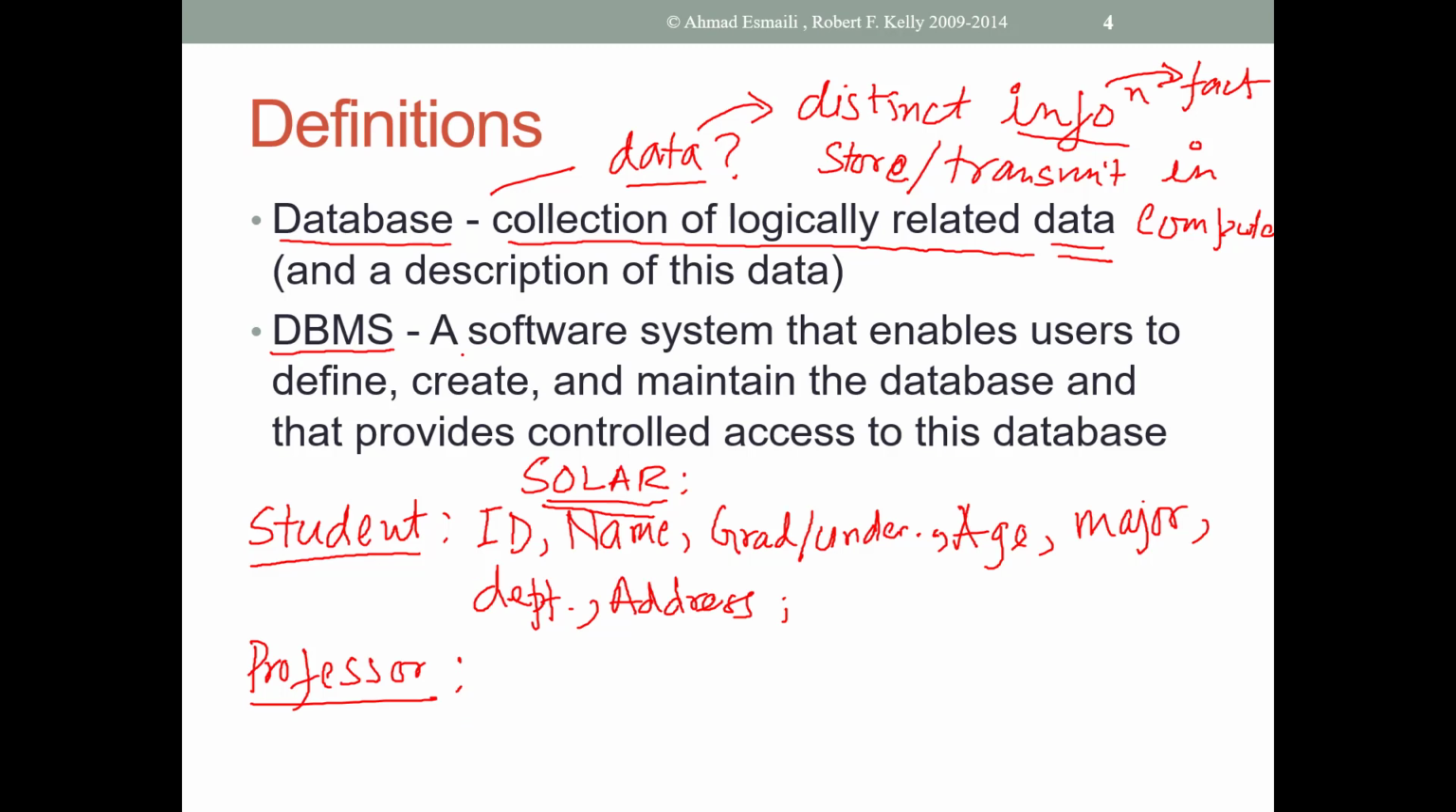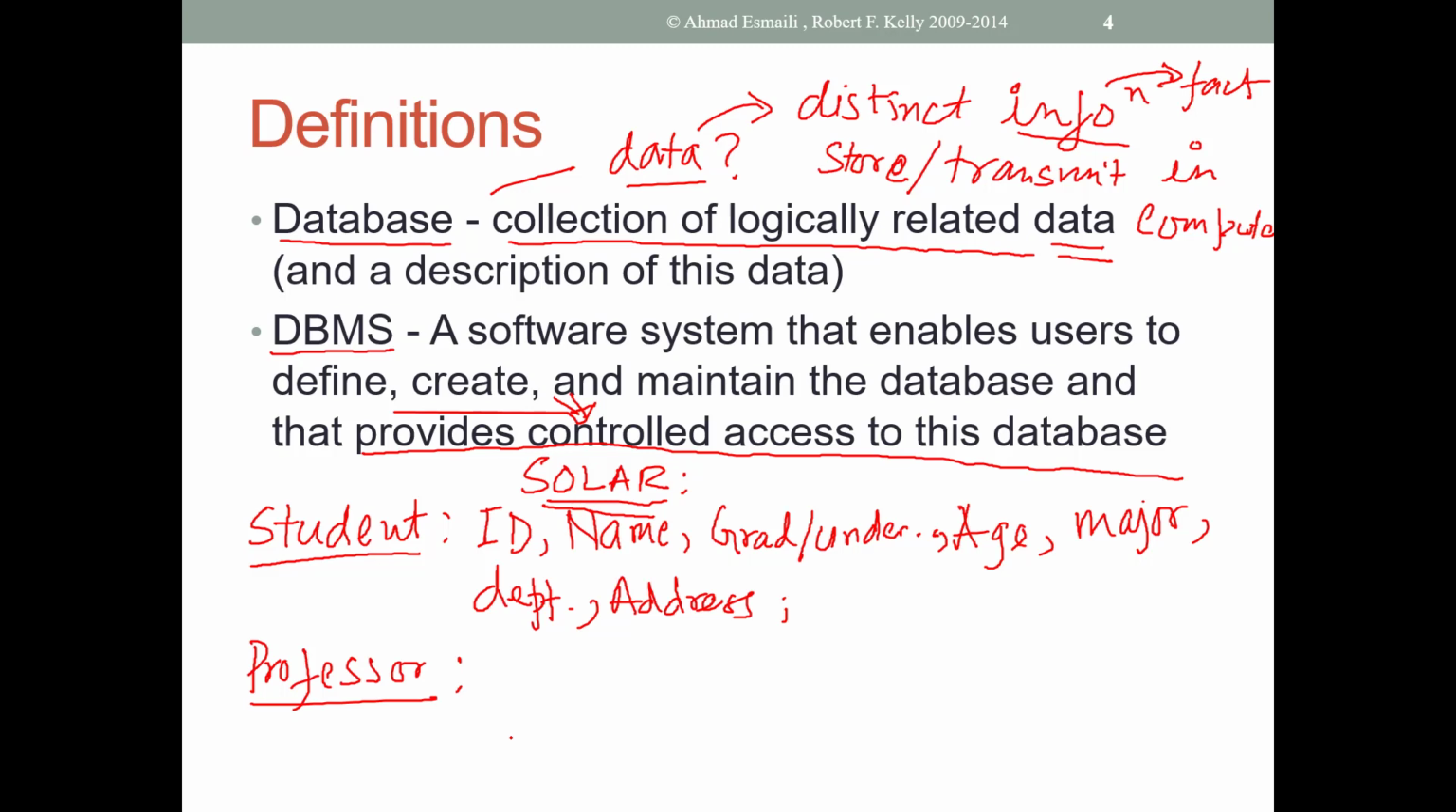And the most important thing is that it should help the user in accessing the database in a controlled manner. So this control is important. The database management system should help us in creating our database, maintaining our database, and also allowing controlled access to this database. So let's try to understand what this controlled access is.